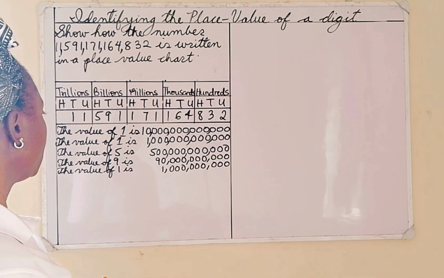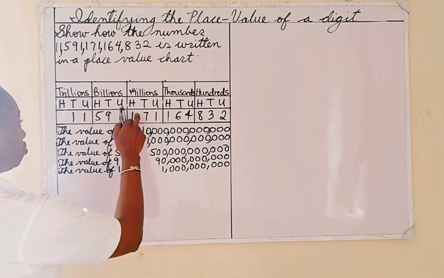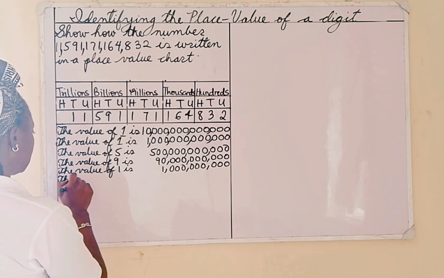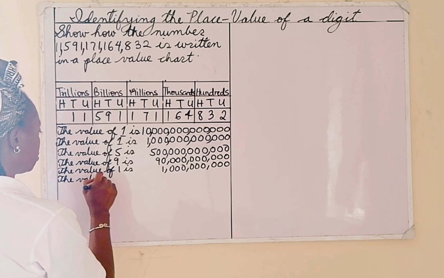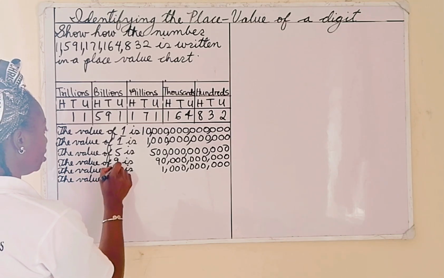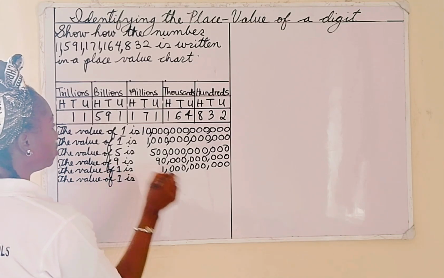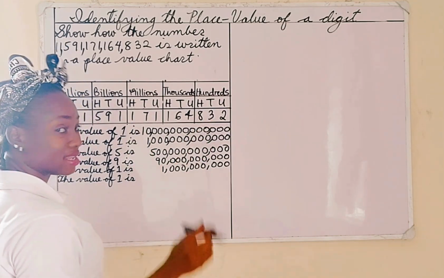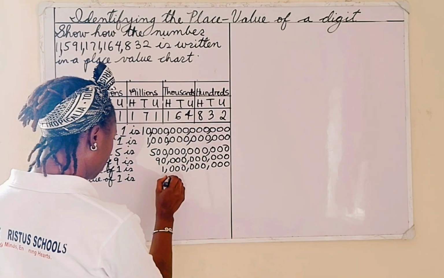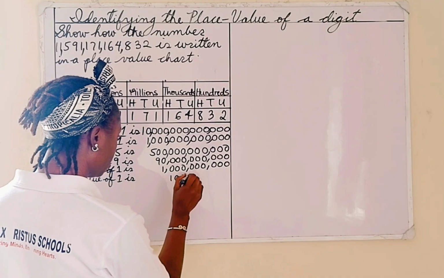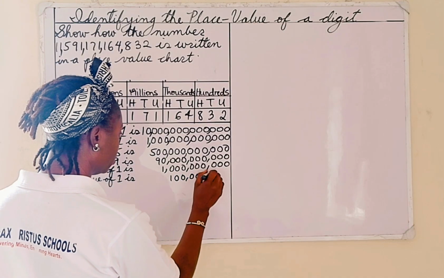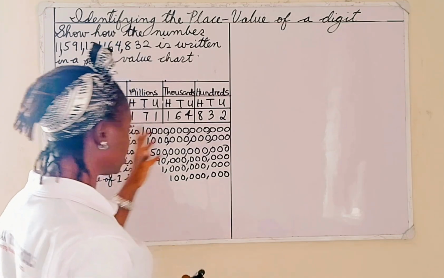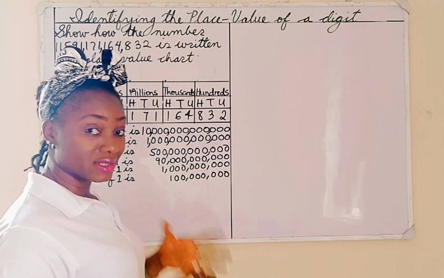Good. Now the next is what? We're moving to the millions place. The value of 1 in the million place is 100 million. So we'll start from here. 100 million. You can see how easy it is to expand your numbers using the place and value system.